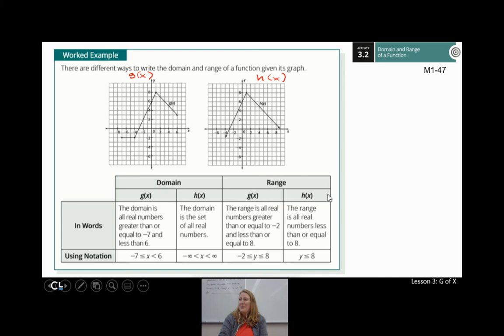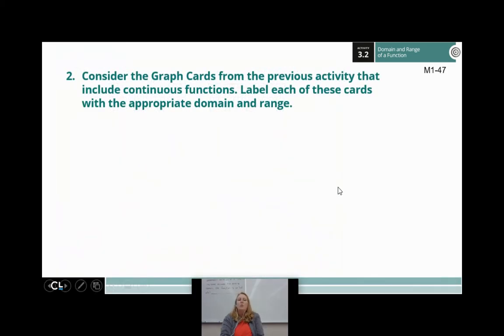That's how it goes. So with this in mind, I want you to grab the graph cards from our previous activity that include continuous functions. We only want the continuous ones. We only want the functions. So remember last time we sorted them into functions and non-functions. So I just want the functions and I just want the continuous graphs, not the discrete graphs. So you can set the discrete graphs aside for now. You can set the non-functions aside for now. And I just want you to go through your graphs of continuous functions.